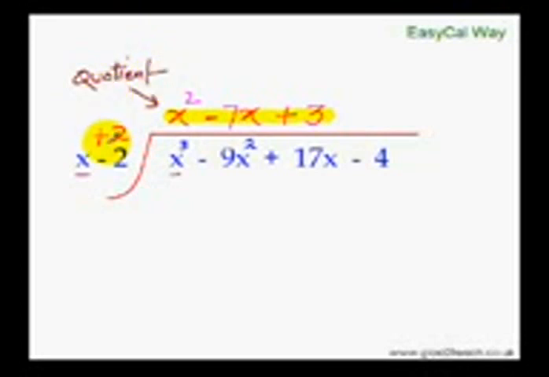Now in case you want to find the remainder as well, you can also do that very easily. Once again, do the same thing. Multiply this plus 2 with this 3 and add it to the next term of the dividend. 2 times 3 is 6. 6 minus 4 is 2. So the remainder is 2.